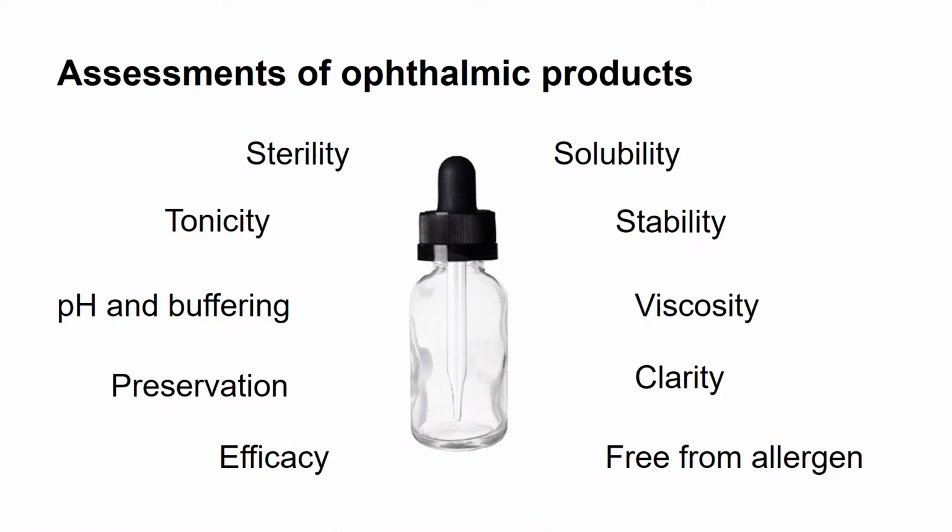Before we start, there are several aspects which we need to consider for formulating an ophthalmic product. These include sterility, tonicity, pH and buffering, preservation, efficacy, solubility, stability, viscosity, clarity and the presence of allergen and particulates.